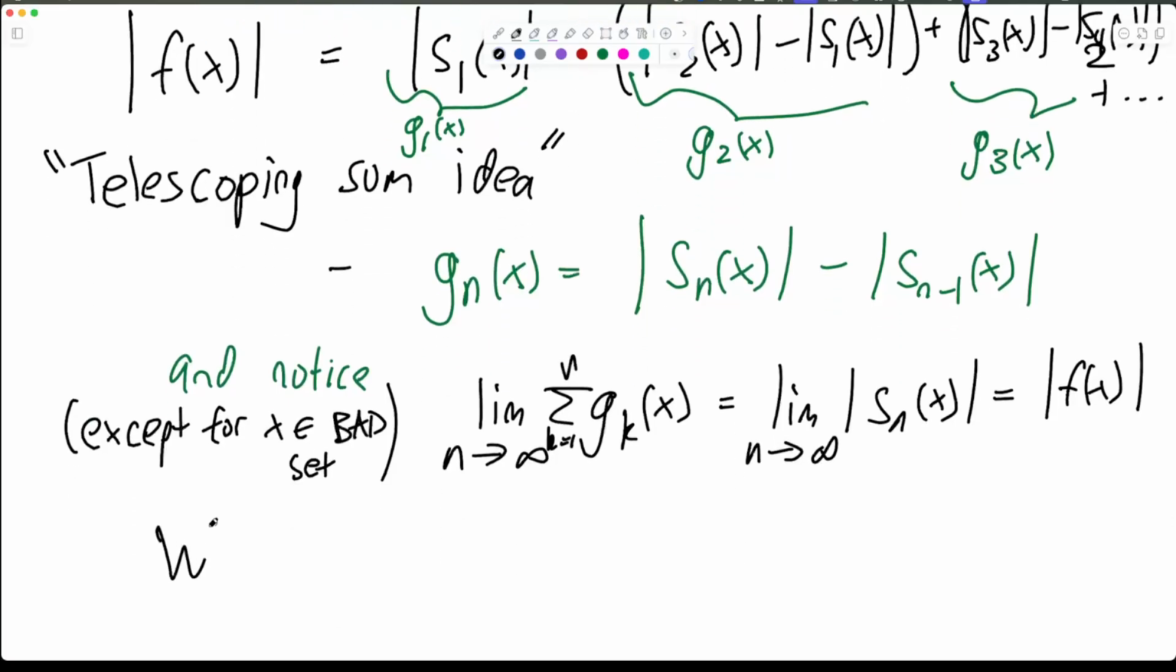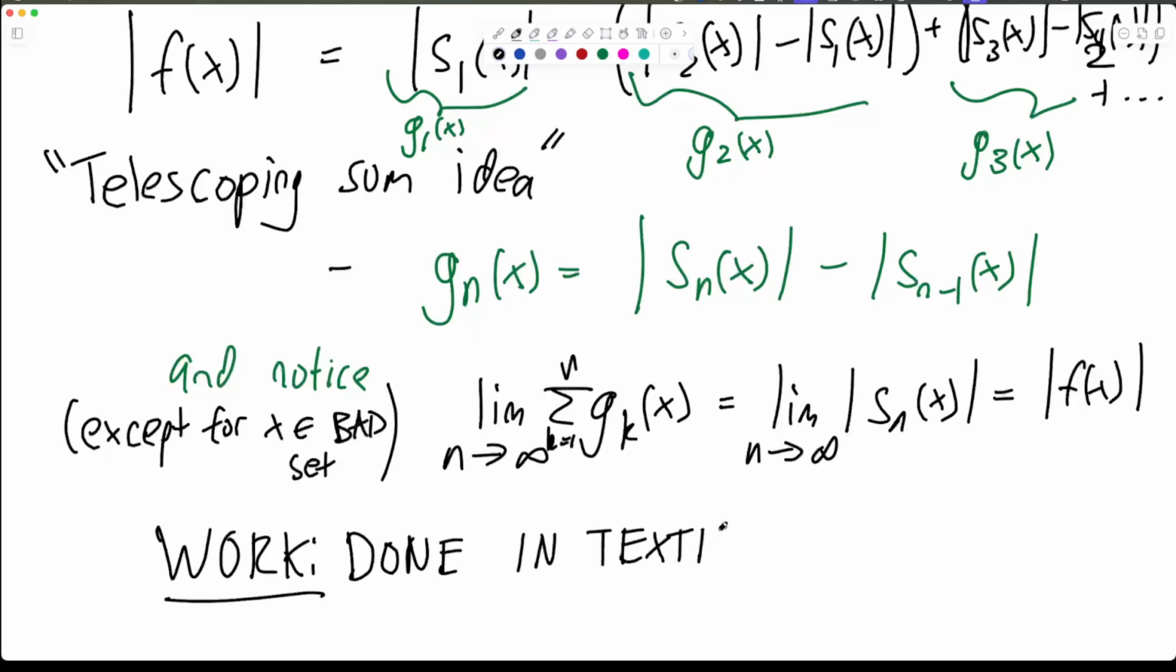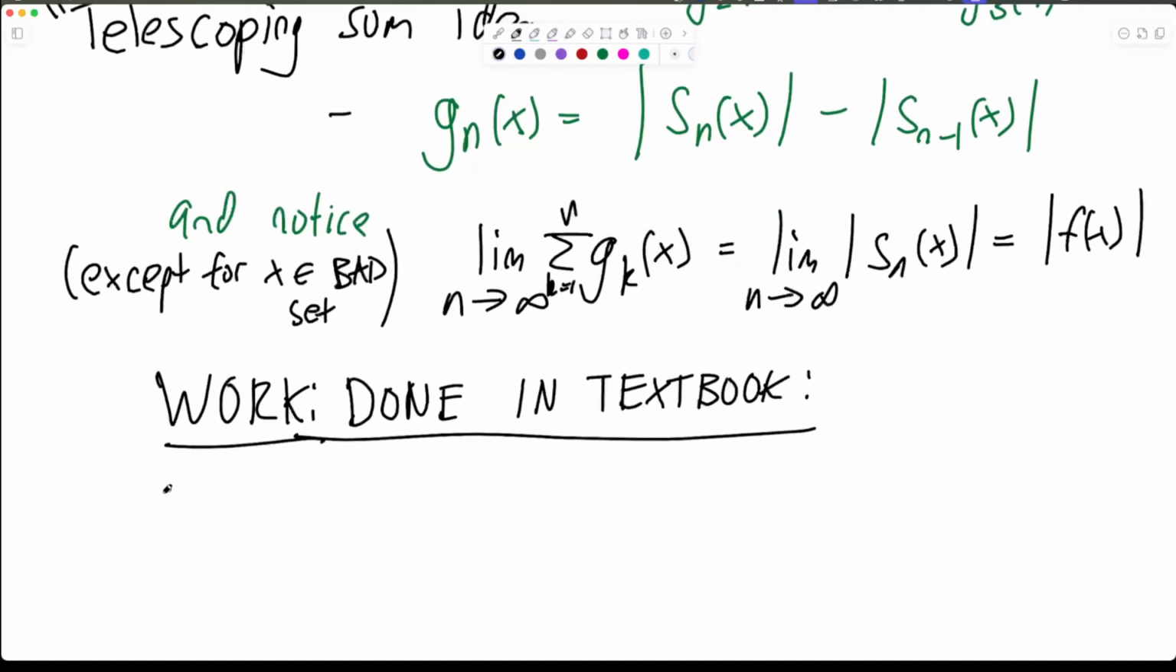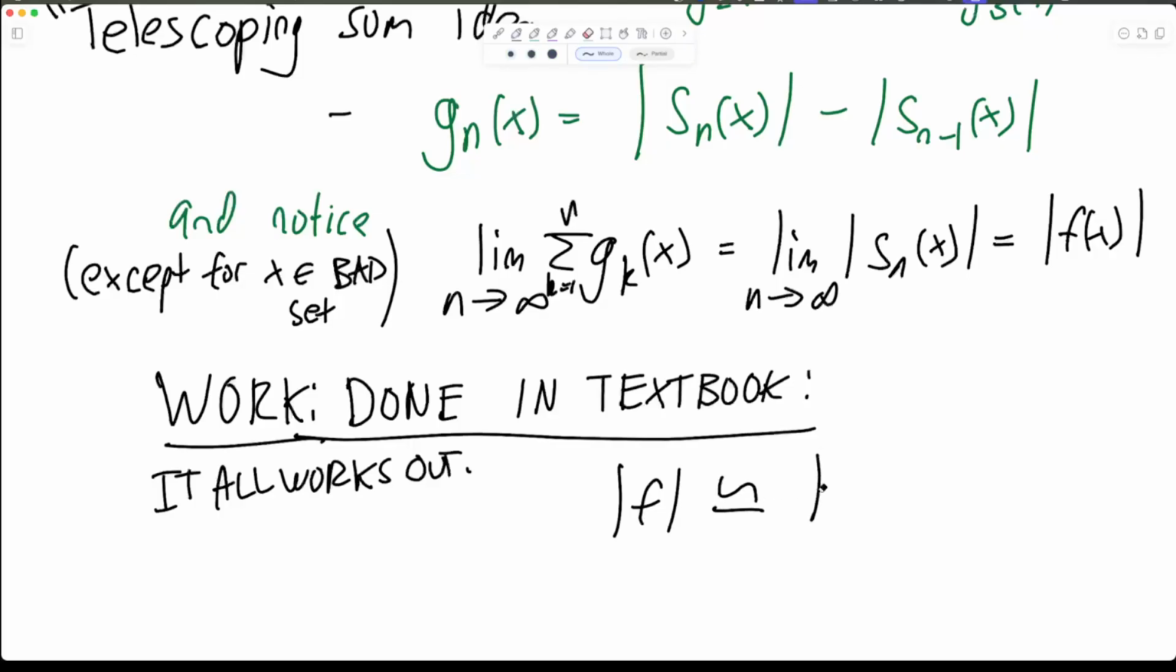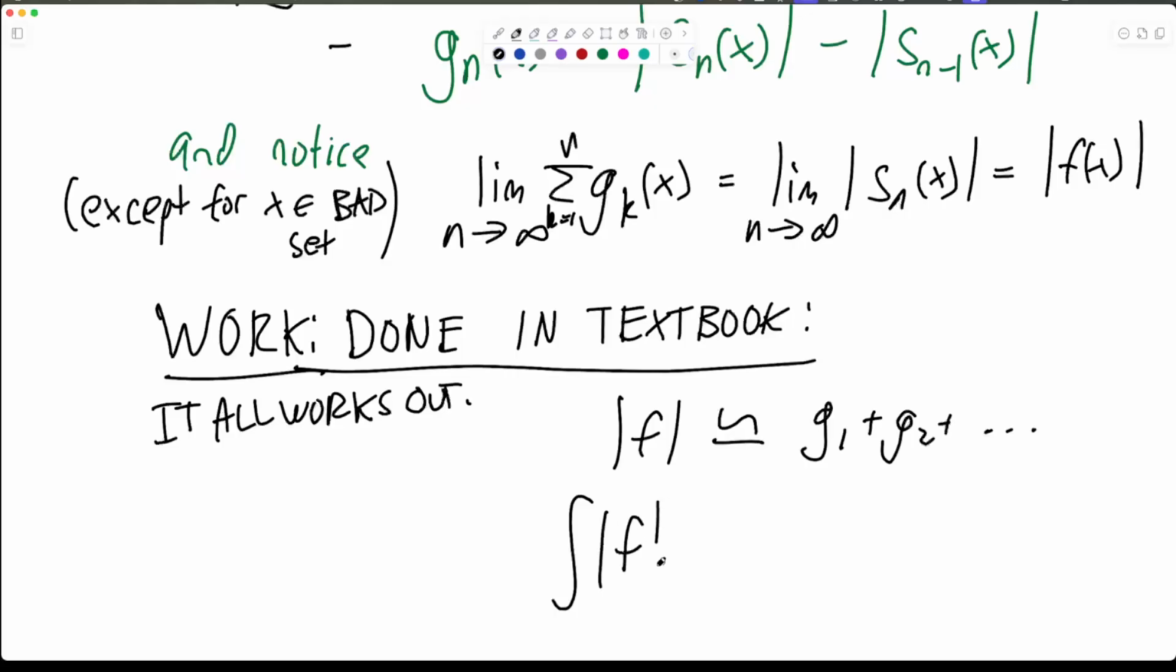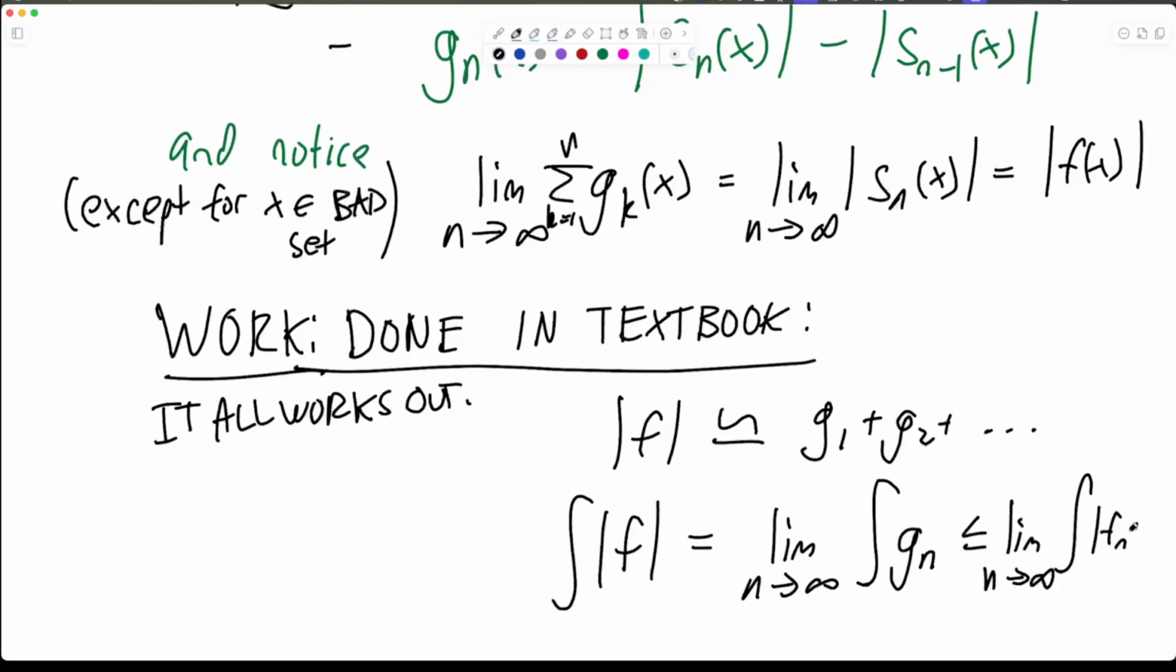It really is some inequality stuff. It's not as simple as the exercises I will do, but they do it in the textbook. So this is work done in the textbook, and it all works out. You prove that the absolute value of f is really equal to this sequence of g's, g1 plus g2 plus dot dot dot. And so the integral of f equals the infinite sum of the integrals of gn. And it turns out the integral of the gn's is going to be less than the integral of the absolute value of the fn's, again by some inequality work.